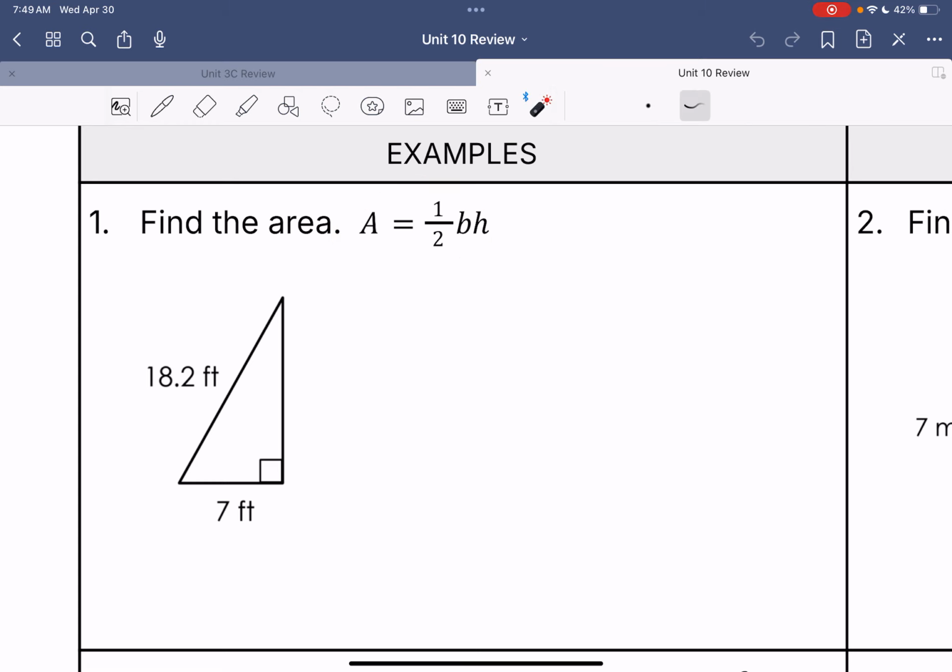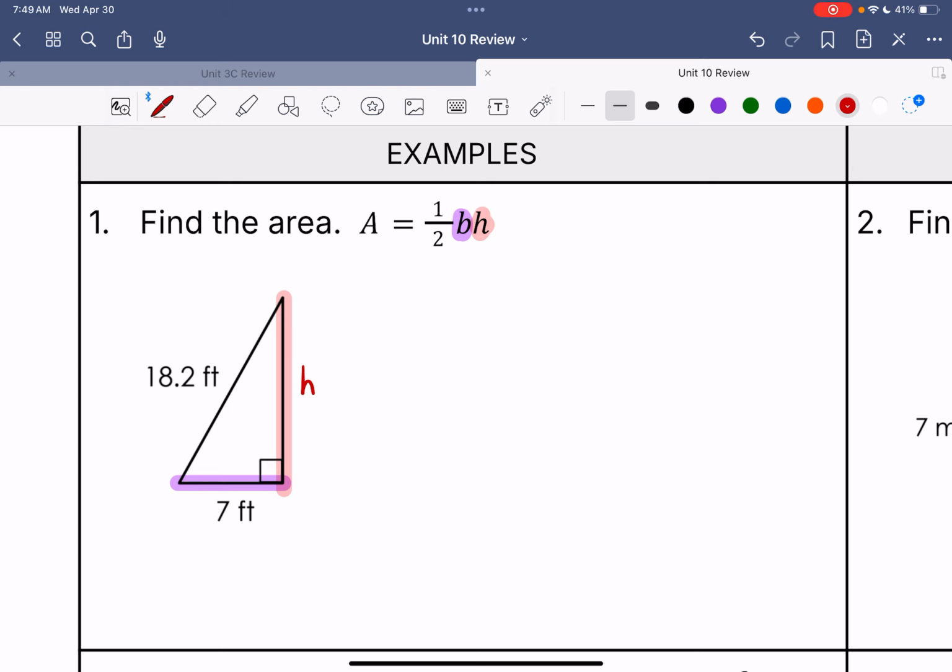So this is a triangle, 1/2 base times height. In this picture, base is 7, but height has to be perpendicular to the base. So this part is height, and we don't know what that is yet. So we're going to have to use Pythagorean theorem to figure that out. I'm going to label it as an H.